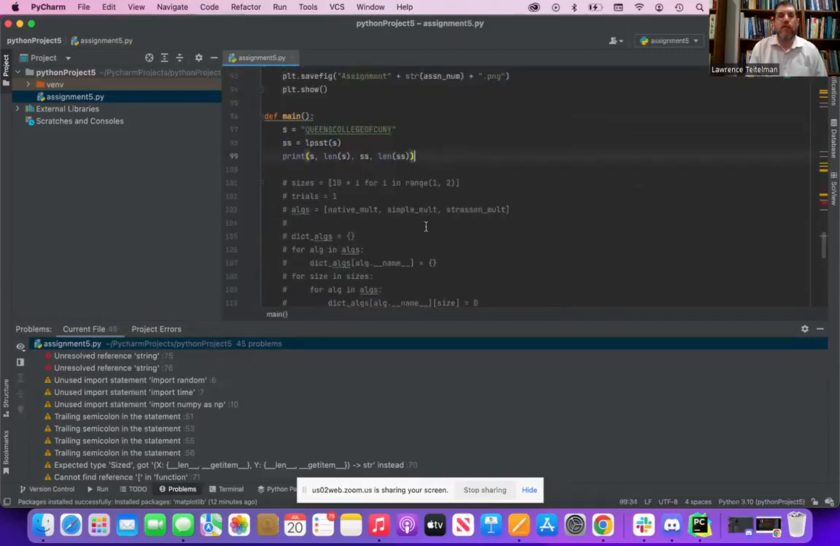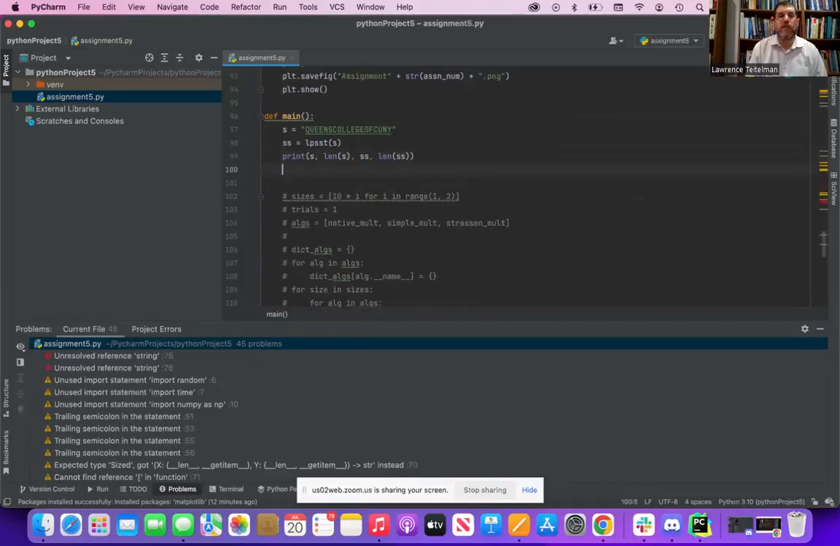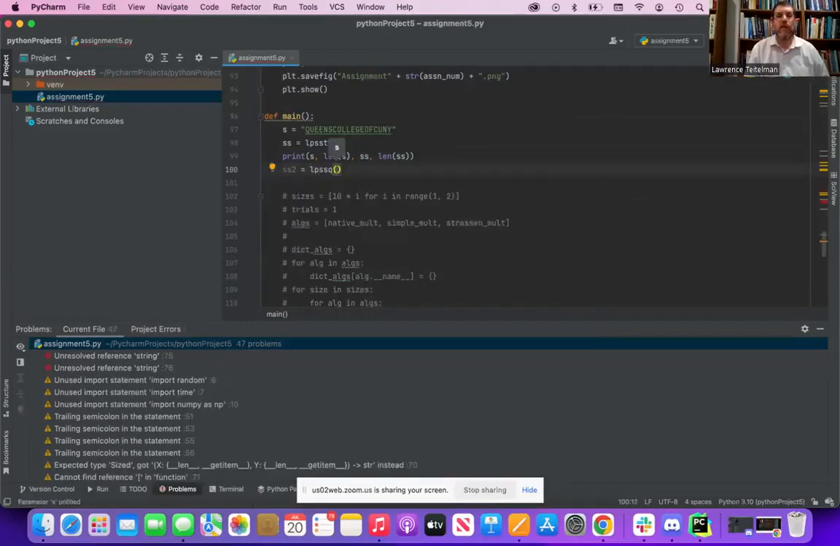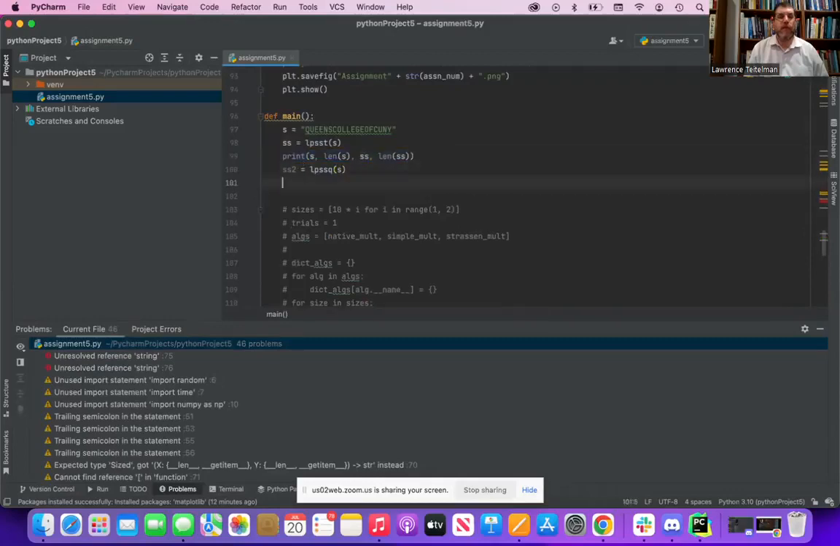and say SS2 equals LP SSQ of S, and copy your print statement from line 99. And print SS2 and len of SS2.